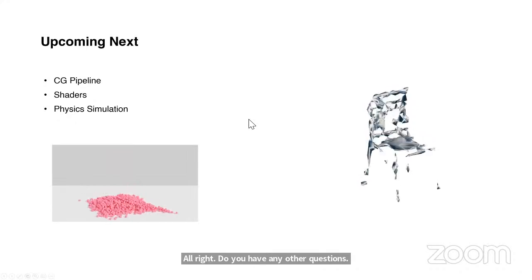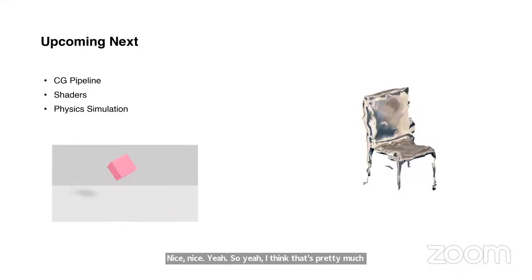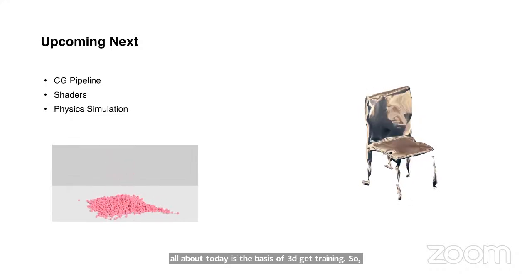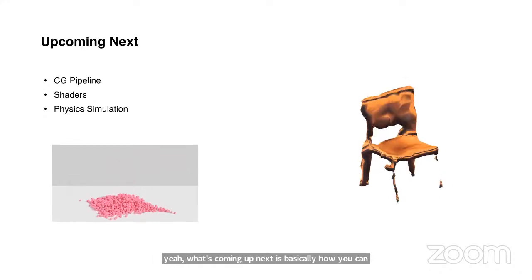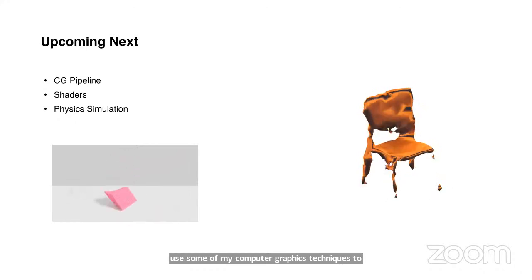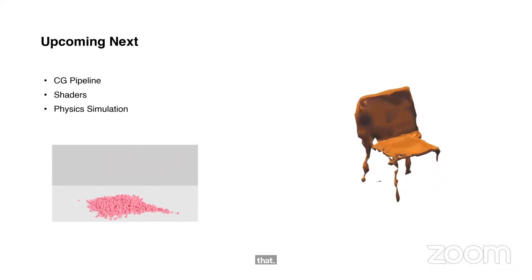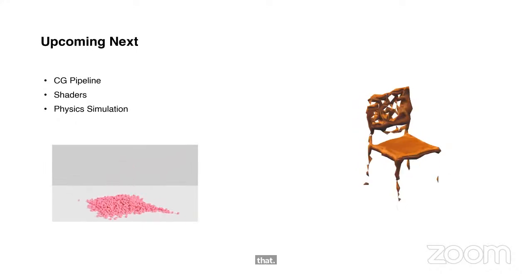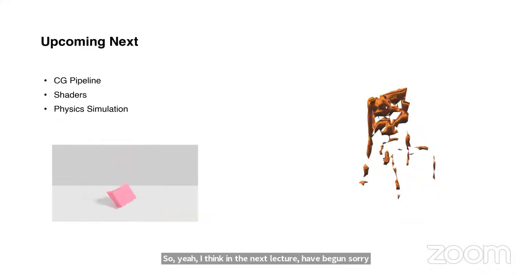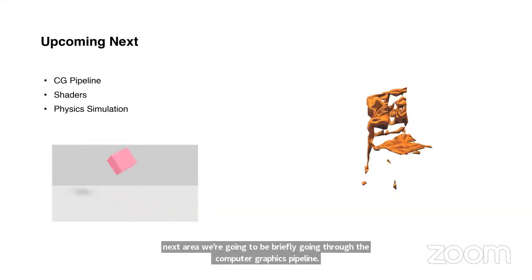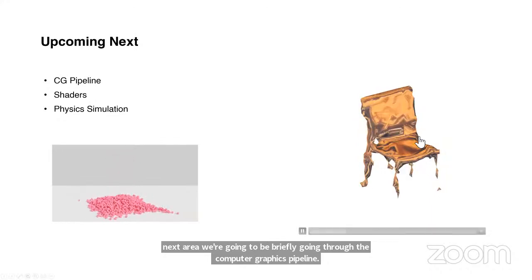Nice. Yeah, I think that's pretty much all for today's basics of 3D GAN training. What's coming up next is how you can use some computer graphics techniques to further visualize the voxels generated from your 3D GAN model. In the next tutorial, we're going to briefly go through the computer graphics pipeline, and how you can use shaders to create customized rendering visualizations of the 3D GAN models.